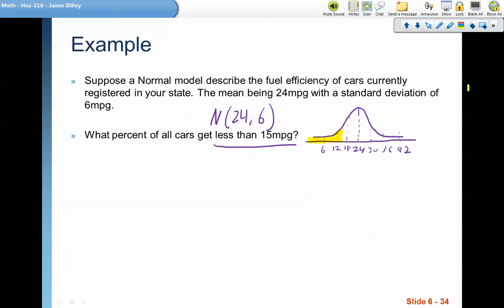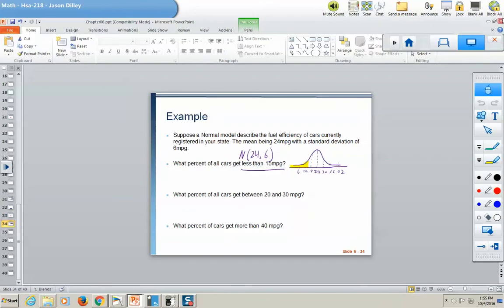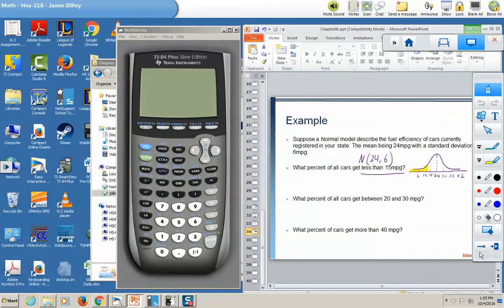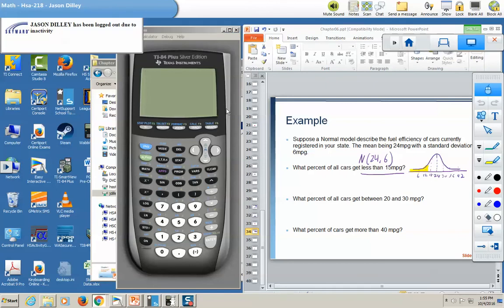So let's back up and look at the technology. So here we have, on the left over here, this is the TI-84 calculator. And what we're going to do is use a command called NormalCDF.